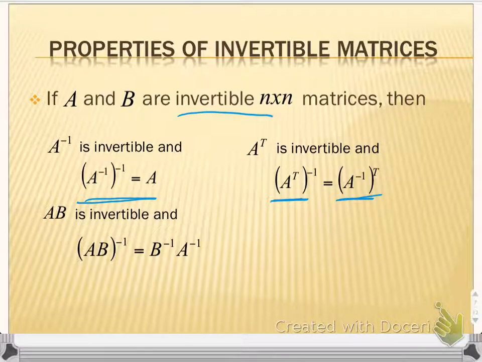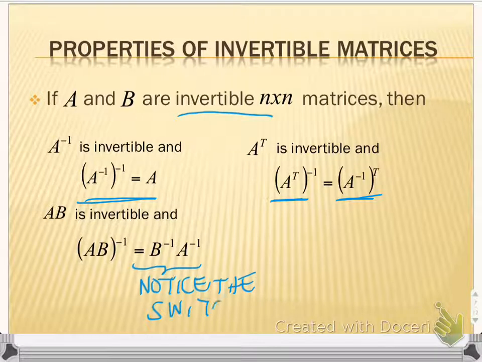Okay, and then here you want to be very careful. A times B is invertible, and the inverse of A times B is equal to B inverse A inverse. And so notice the switch here. Read your book to find out more about that switch. It's an interesting switch, because you would think, well, why isn't it equal to A inverse times B inverse? There's a reason why. And so read your book for that question.